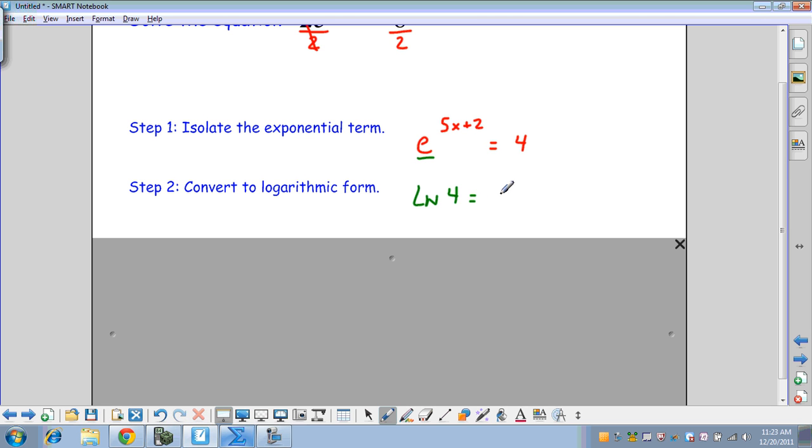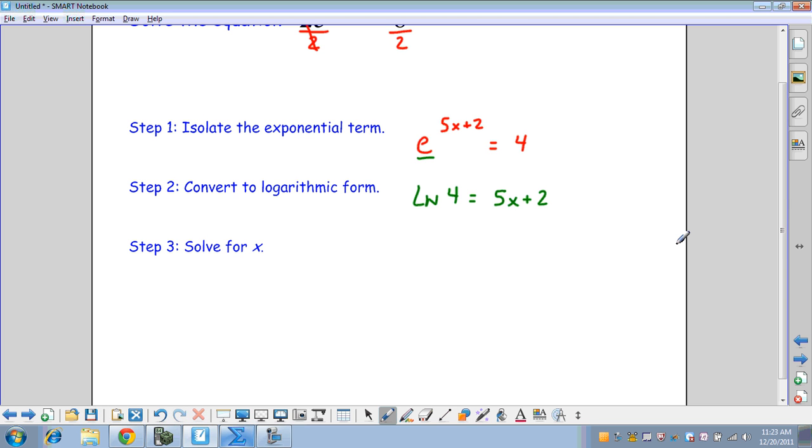So to convert forms, I'm going to end up with natural log of 4 equals 5x plus 2. And if you need to revisit how to convert, then go ahead and do that. But this is a simple conversion from exponential form to logarithmic form. Now what I've done is I've isolated the power. So now the power, the 5x plus 2, is completely by itself.